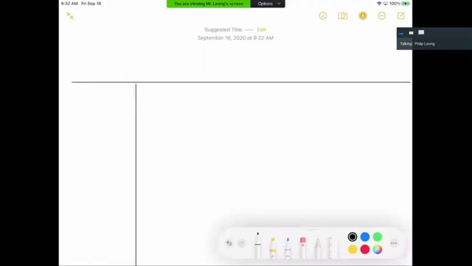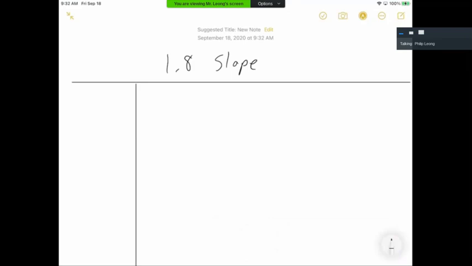1.8 slope. All right, so first of all, what is slope? Let's write down the definition. Slope is the rate of change between two points. Okay, the rate of change between 2 points.